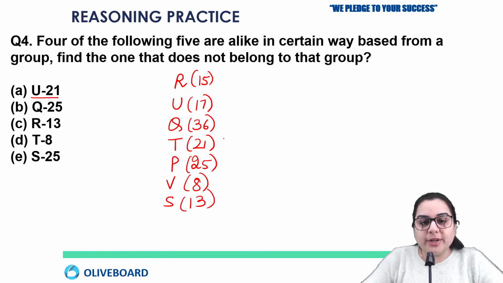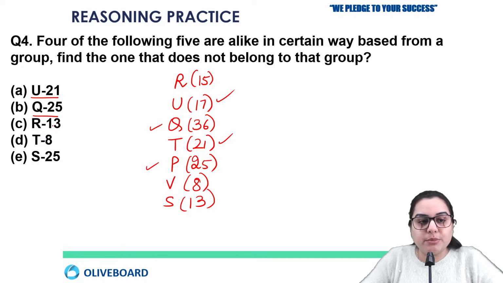So how are U and 21 related? Here I have U and here we have 21. So between U and 21 there is a gap of one person, one box. Then Q 25. So here same, Q and 25, a gap of one box. R 13. So R is here and 13 is here. So the same relation is not followed in option number C.